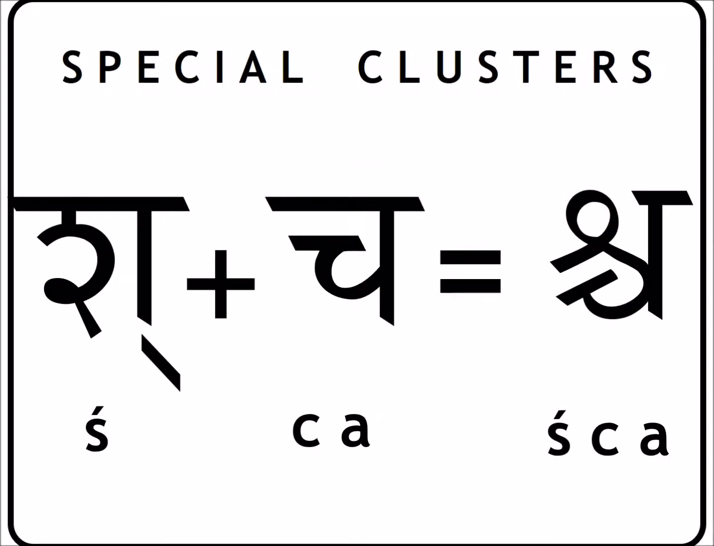So for instance, if you're trying to write sha combined with cha to get shcha, what we do is we draw that loop figure that represents the half letter form of sha, and we squeeze in the letter cha beneath it to get shcha.